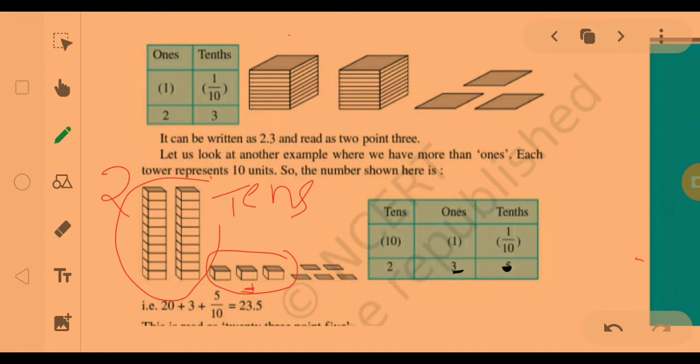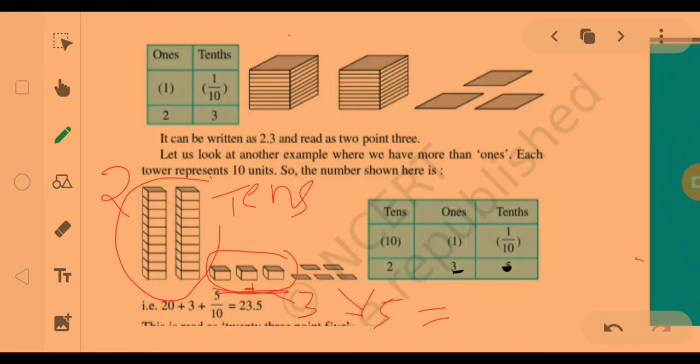When we think about it as a decimal number, after tens, the next place is the ones place. So we take these three smaller blocks as ones blocks. There are three ones blocks. Then after ones, the immediate next group is on the decimal side, the tenths. How many tenths do you see here? 1, 2, 3, 4, 5. There are 5 tenths.